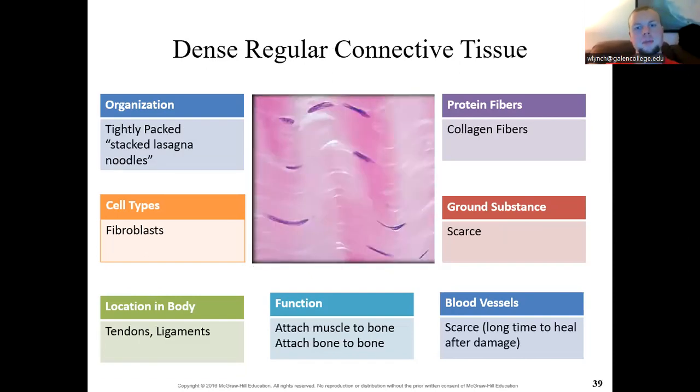Dense regular. Dense regular is going to be in areas like tendons and ligaments. It's going to be very strong, very tensile. It's going to be tightly packed, and it's going to have a cylindrical, organized structure. We're going to have mainly collagen here. Our cell type is fibroblast, which secretes that collagen. It's going to be found in attachments from muscles to bone, as well as from bone to bone.